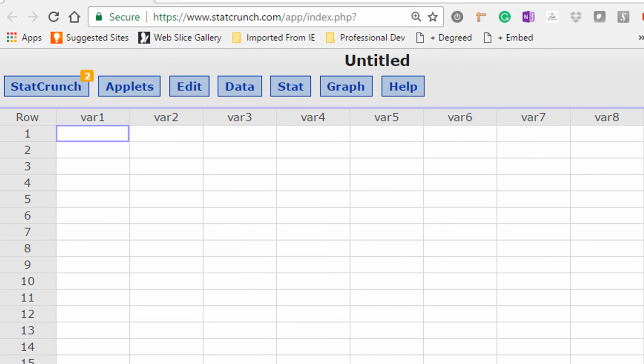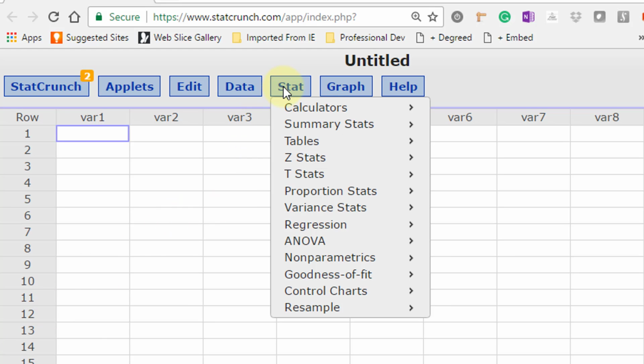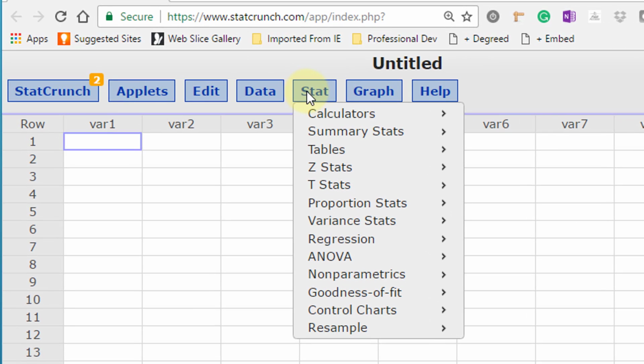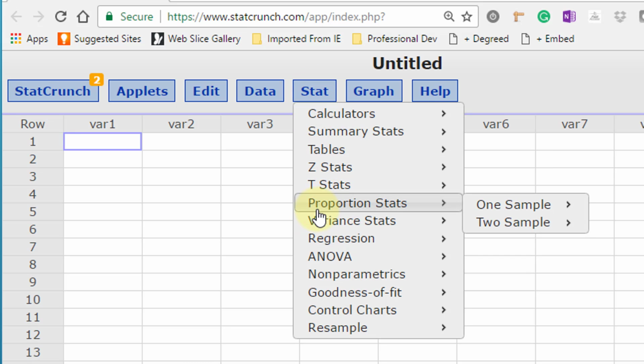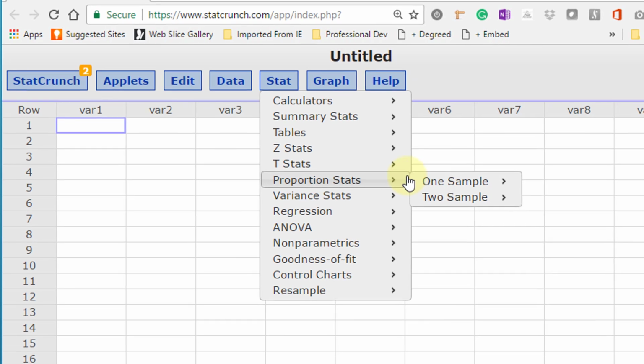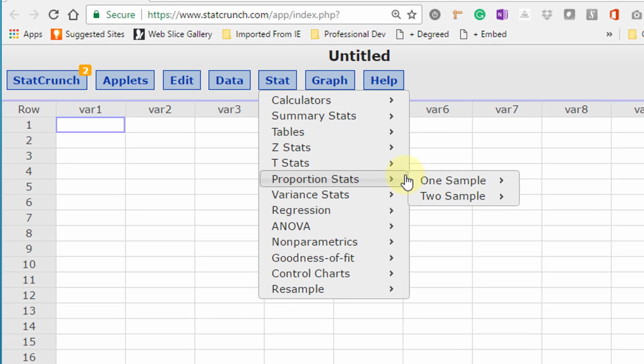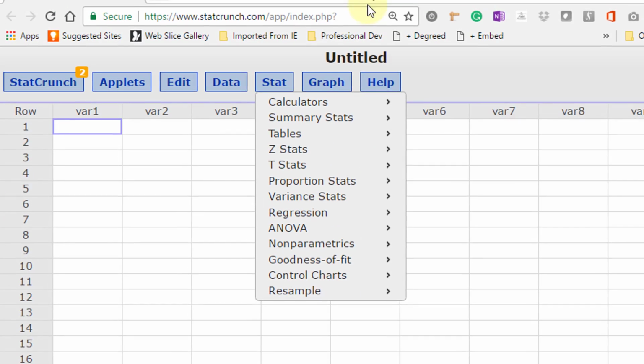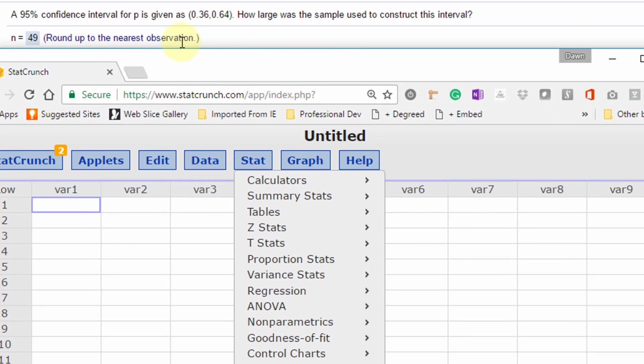Okay, here's StatCrunch. When I'm in doubt, I always go to Stat. That seems to be the safest place, the most likely place to find my answers. I click on Stat and the drop-down menu appears, and lo and behold, there is proportion stats. I hover over that and I've got a choice of one sample or two sample. This question is about one sample. We have one confidence interval. It's not the difference in proportions. It's one proportion, a point estimate.